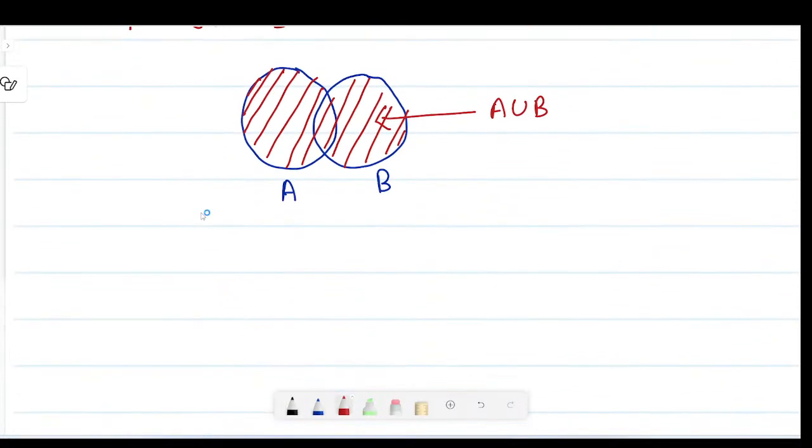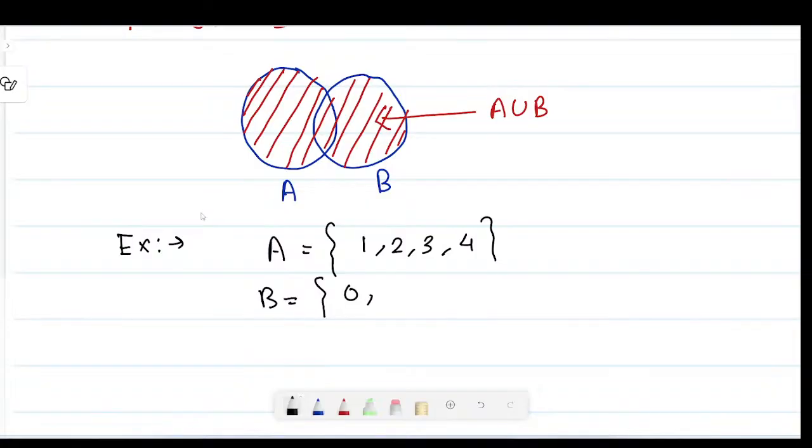Now I am taking some example. Like A set is 1, 2, 3, 4, and B is 0, -1, 2, -4.